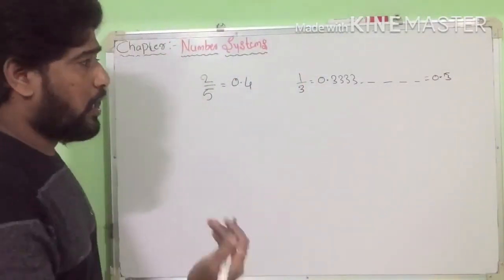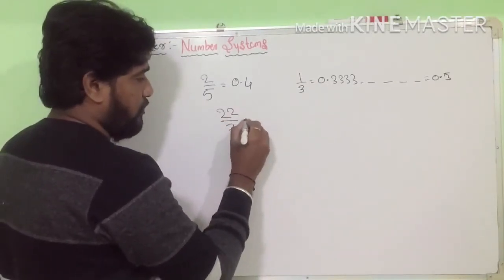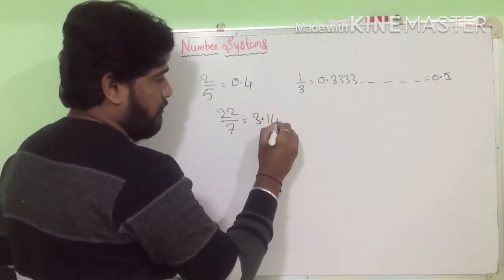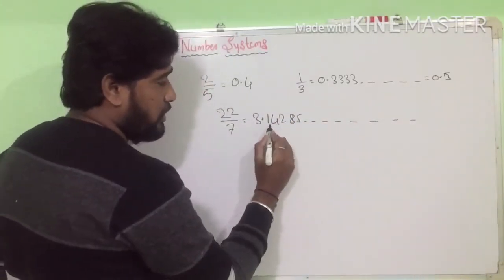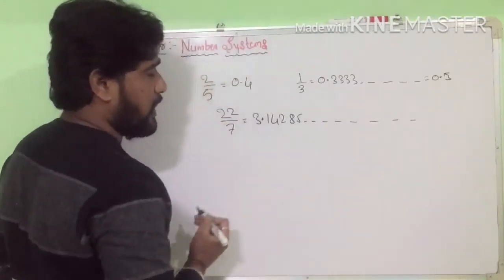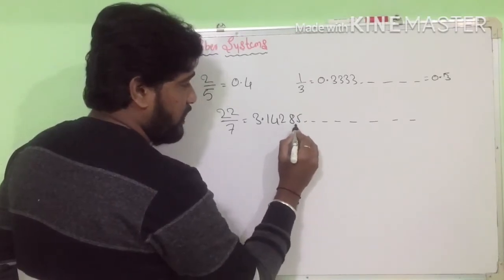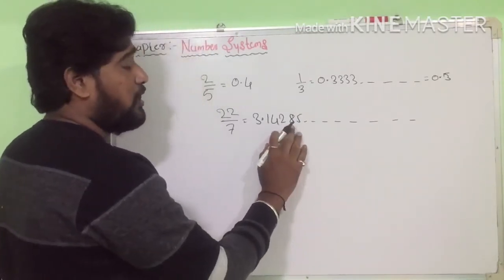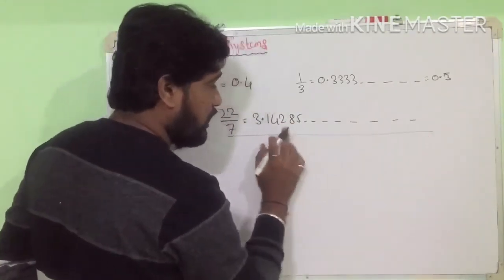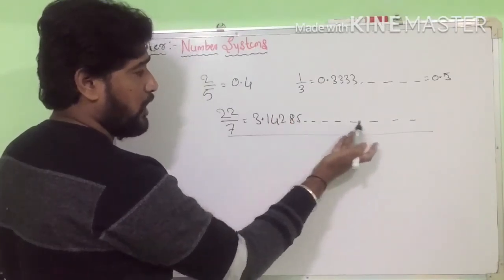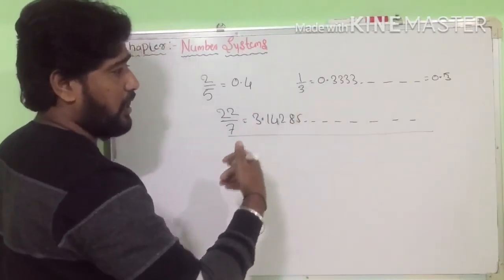Is it clear? Non-recurring means, for example, 22 by 7, when we do the division, it gives 3.14285 and so on, right? See here, after the decimal there are uncountable terms, but the numbers are not repeating, different numbers are there. So it is called non-terminating and non-recurring. Non-terminating because uncountable, and non-recurring means the numbers are not repeating here, right?